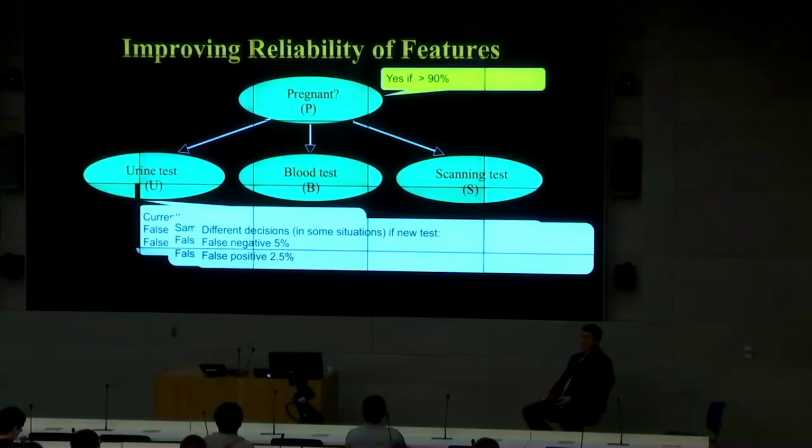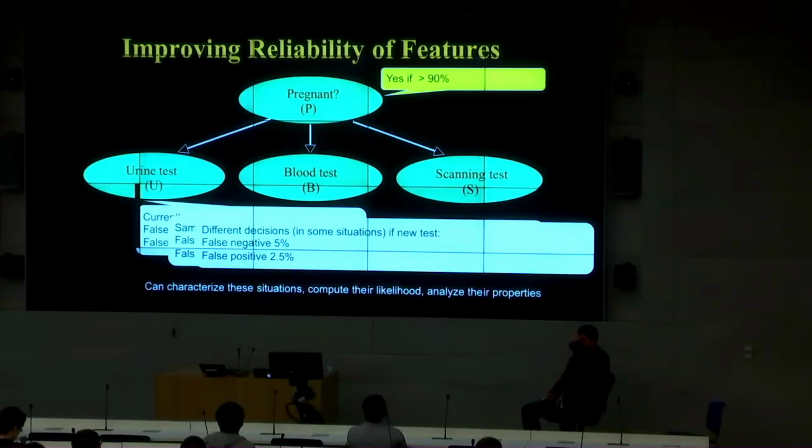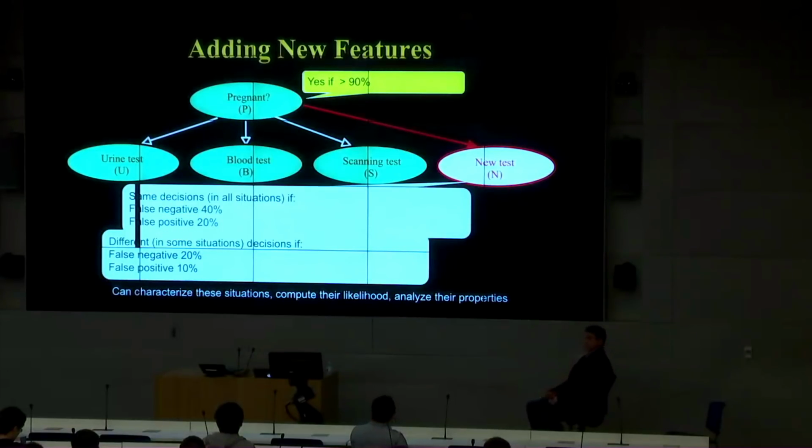And as I said, you can even characterize those situations where they're disagreeing. So you can characterize the situation. You can do all kinds of things like compute their likelihood, analyze their properties, and so on. Okay, here's another example. Someone says, I want to sell you an additional test. So instead of 3, you have 4. Right? Is this going to help?